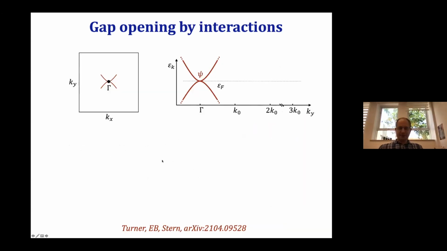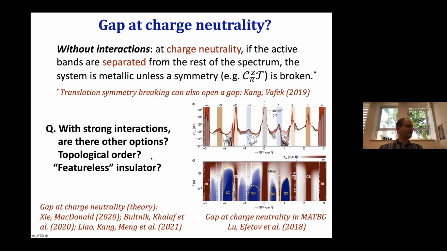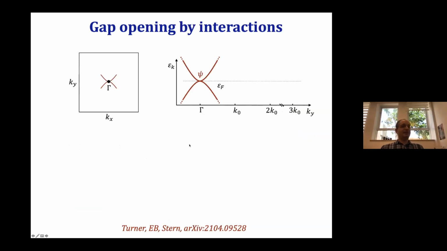Okay, so the answer, it turns out, is that the topology does not obstruct opening of a featureless gap without breaking any symmetry. And I'd like to demonstrate that using a simple model.